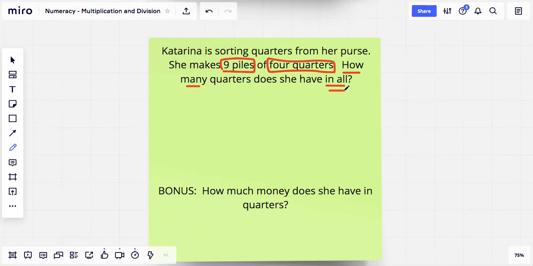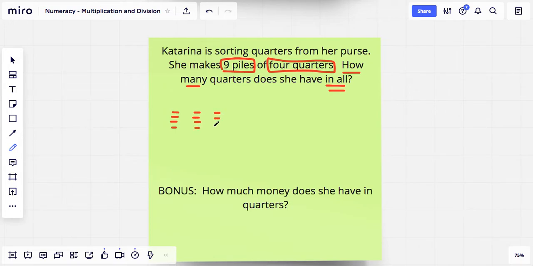All right, so we're going to be doing addition, and if it's addition of the same number, that's repeated addition, and that is your multiplication. So she makes 9 piles of 4 quarters. Okay, so here's one pile. So I'm going to draw 4. So there's a pile of 4 quarters. And here's another pile.